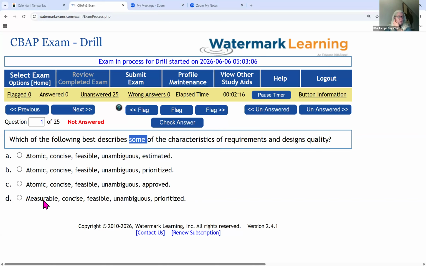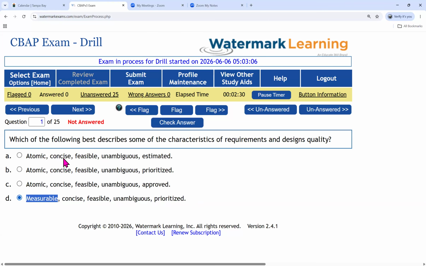So let's start with this one. This one has a different word. It's called measurable. Is measurable one of our characteristics? No, the measurable is more related with the SMART goals. Okay. So we can eliminate this one.